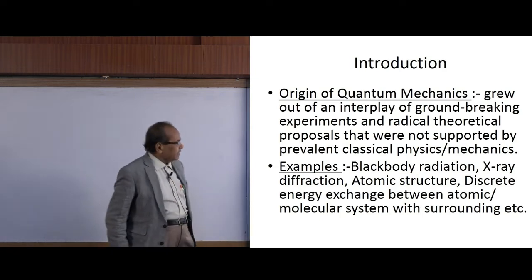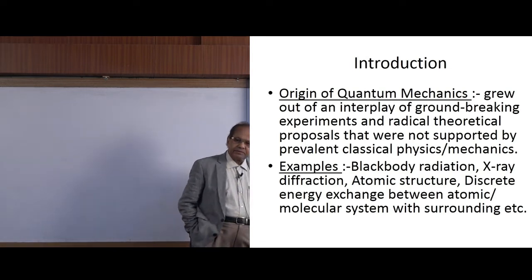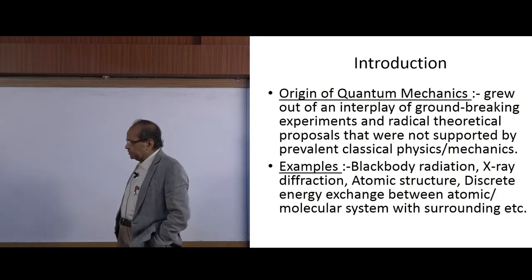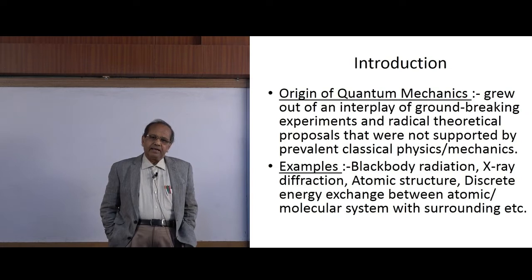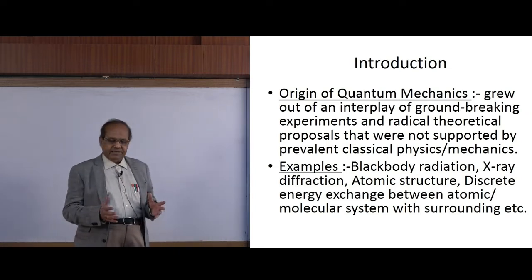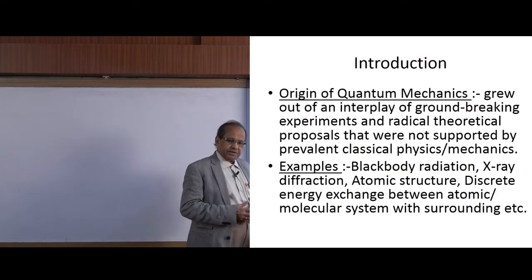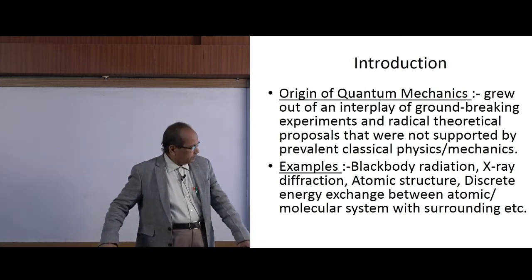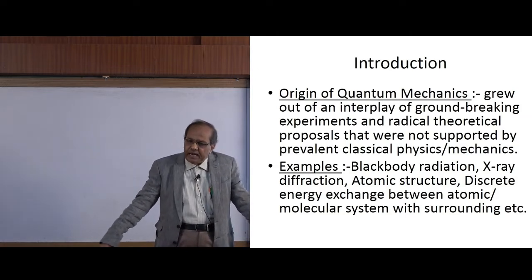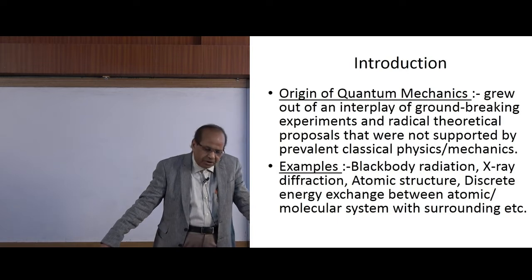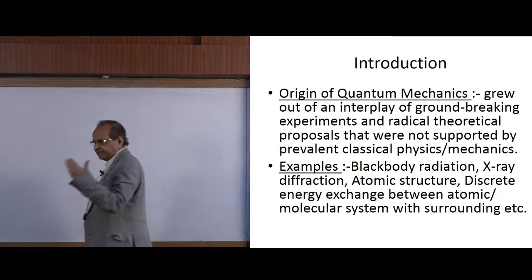In the year 1900, the experiment was on blackbody radiation. This blackbody radiation is the radiation coming out of a blackbody. It was an experiment. The spectrum of the blackbody radiation, when it was analyzed, could not be explained by the then idea which was prevalent in the then physics.